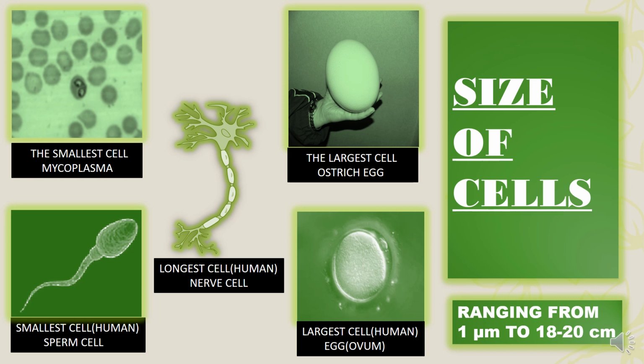Mycoplasma is a kind of microorganism and it has the smallest cell, somewhere around 5 to 10 micrometer, and the largest cell in the world is the ostrich egg. The smallest cell of the human body is the human sperm cell, and the largest cell in the human body is the female ovum or egg. The longest cell in the human body is the nerve cell, because as I have already told you, it has to perform the function of transporting messages, so it is highly branched and the longest one in our body.